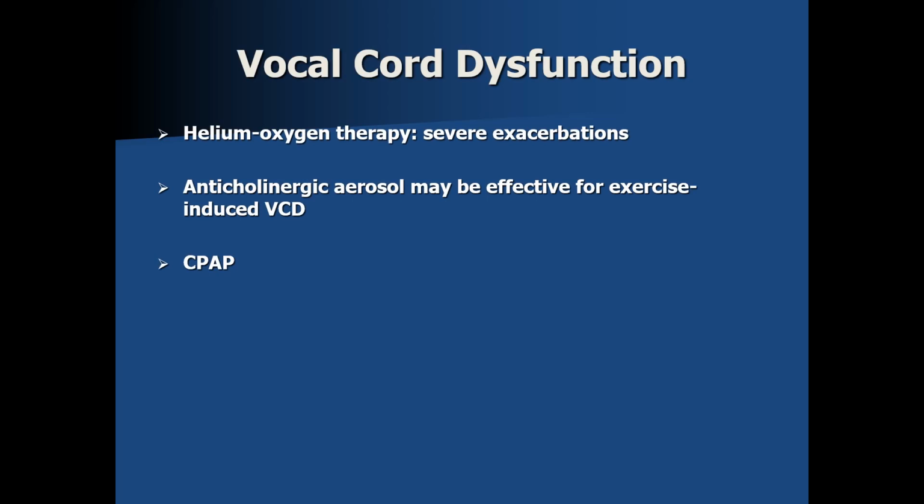Now we'll talk about management of vocal cord dysfunction. The first problem is in diagnosing it so that we know that we're not treating asthma. Indeed, we're treating upper airway obstruction. For severe exacerbations, helium oxygen therapy may save the patient's life or may prevent a tracheotomy. For some patients, anticholinergic aerosols, that is Atrovent, may be effective for exercise-induced vocal cord dysfunction. Adrenergic drugs have no place in treatment of VCD.